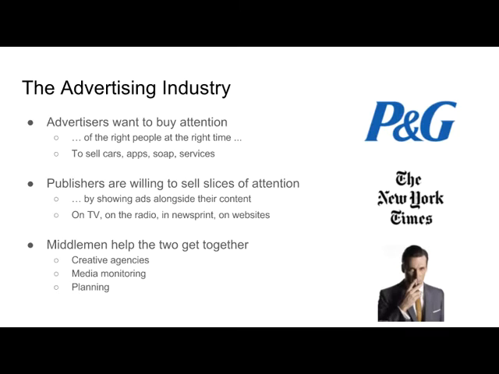So creative agencies, for example, if you're trying to sell a car, you don't just phone up the New York Times, right? You talk to someone else first, and that someone else will maybe know someone at the New York Times, or they will draw up the ad, take the picture. These are all the gears of the advertising industry. And there are other functions like media monitoring. So if you're a car maker and you buy the right to show ads in the New York Times, you tend to pay someone to make sure that your ad showed up in the New York Times.